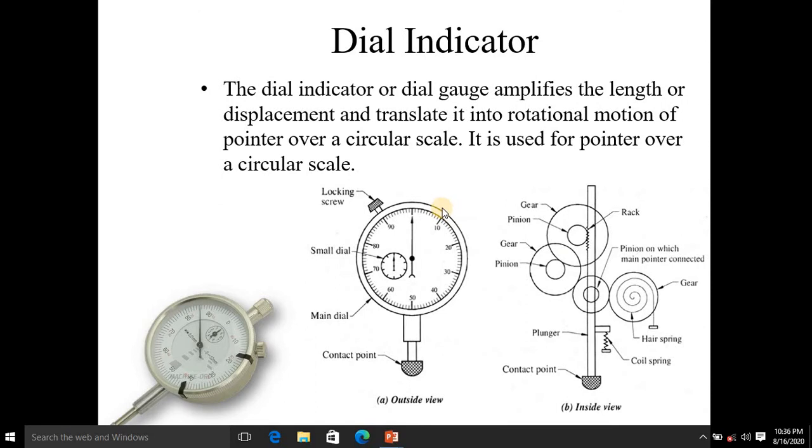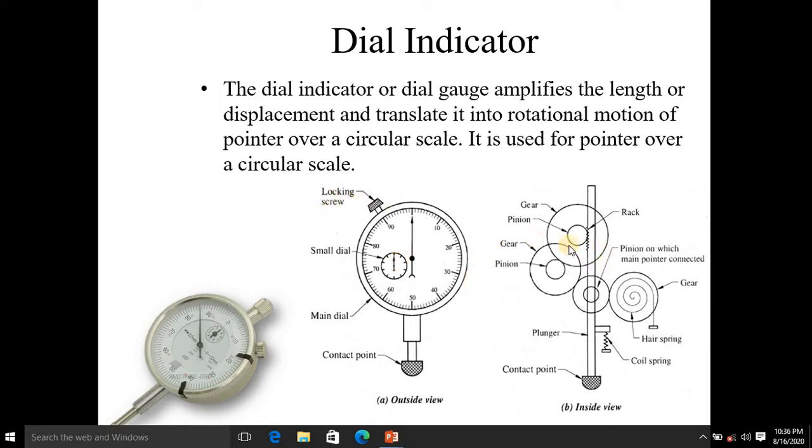So starting with the first, the dial indicator. What is a dial indicator? The dial indicator or dial gauge amplifies the length or displacement, which is translated into the rotational motion of the pointer over a circular scale. You can see over here the contacting point. This is the main dial, this is a small dial; the main dial gives the reading, while the small dial gives the actual rotation. This is the lock screw.